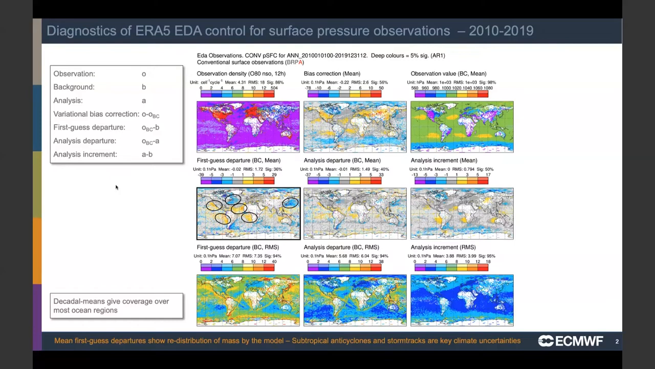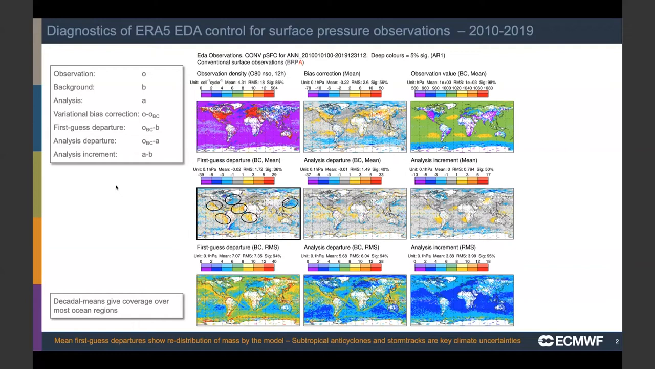So what are we actually seeing? If we look at the first guess departures, I've ringed some key aspects here. In particular, we're seeing the yellow regions in the subtropical anticyclones. That's basically saying that the observed surface pressure is systematically higher than the background. The opposite is true at the head of the two North Atlantic storm tracks and also in the Southern Hemisphere storm tracks. So there's some kind of redistribution of mass apparent in the model as you go forward. And I guess these ringed areas are actually pretty important for climate in their own right. The subtropical anticyclones and the storm tracks are key aspects of climate uncertainty.